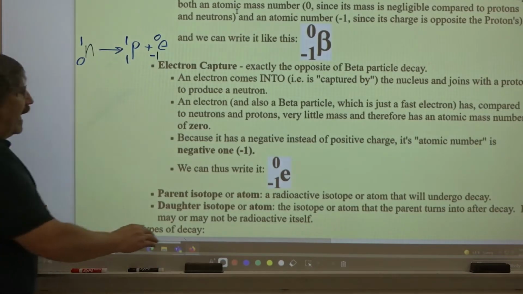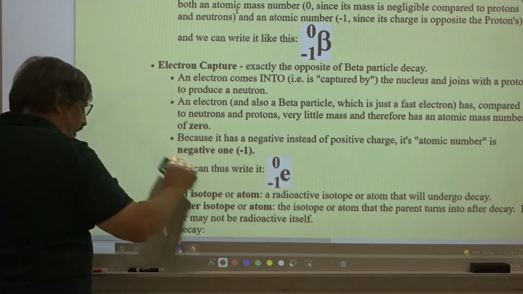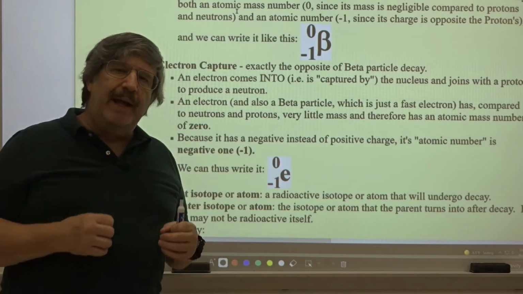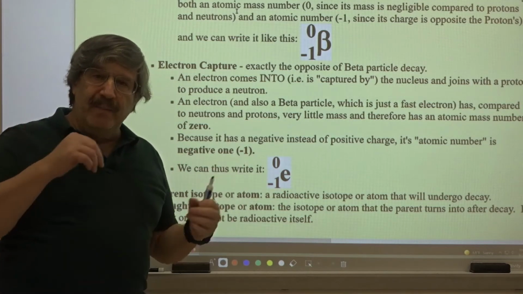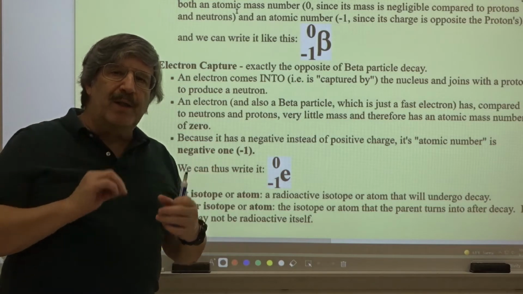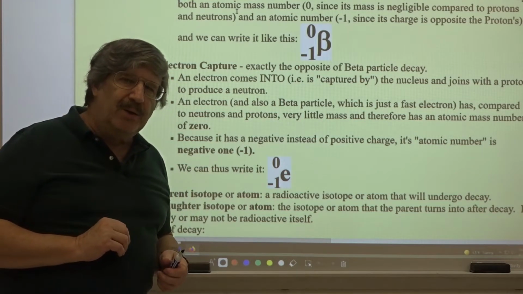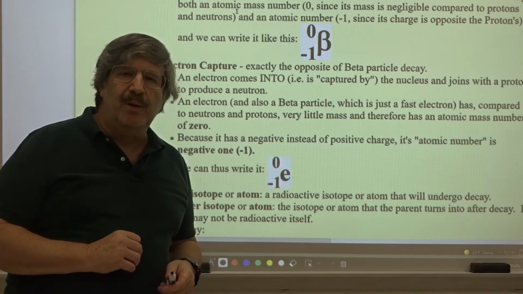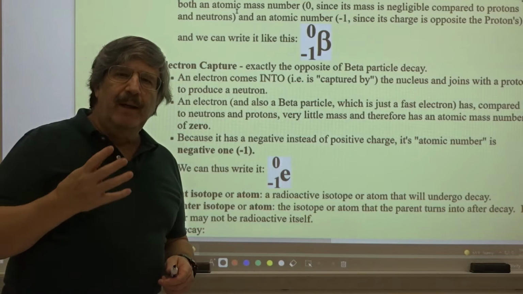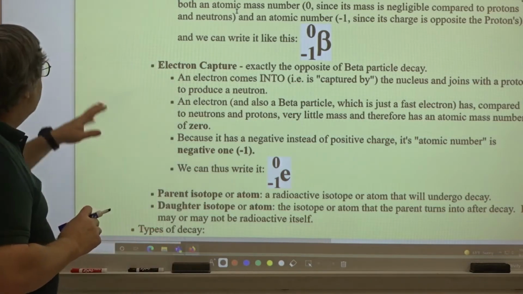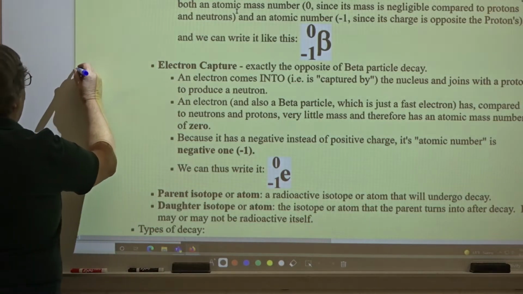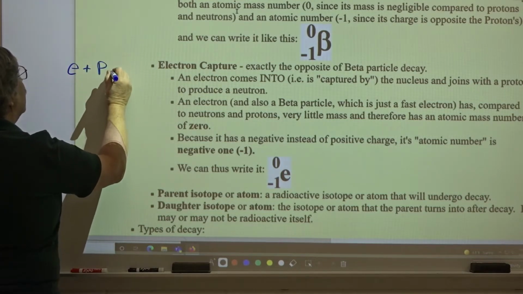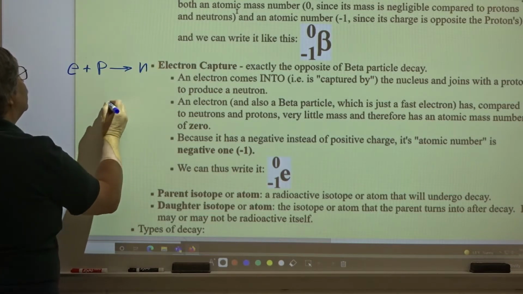In electron capture, an electron around the nucleus is drawn into the nucleus, and instead of being ejected from the nucleus, this electron joins with a proton in the nucleus to become a neutron. So it's exactly the opposite of what we looked at before. We get an electron and a proton turning into a neutron.